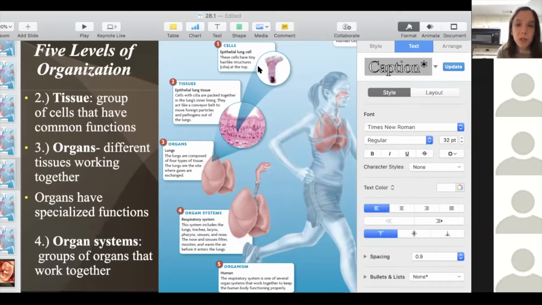And if you look closely at this cell up here, this cell lines your windpipe. And you can see that these hair-like things beat back and forth. And so those are cilia. And what they do is they beat out pollen, anything that's in the air, dust that could irritate your throat or your nose. And so its job is to constantly move things out so you don't get them into your lungs.